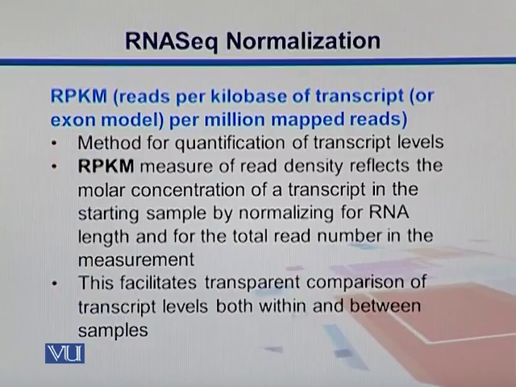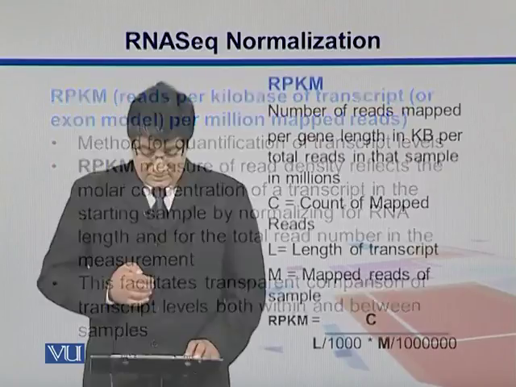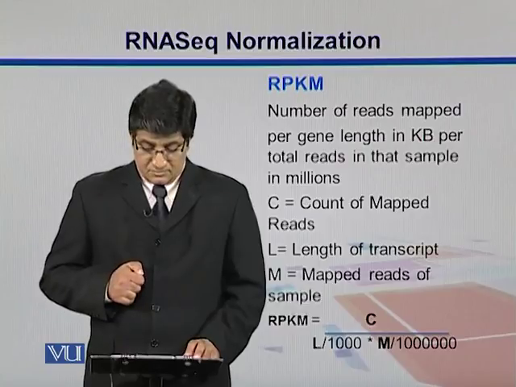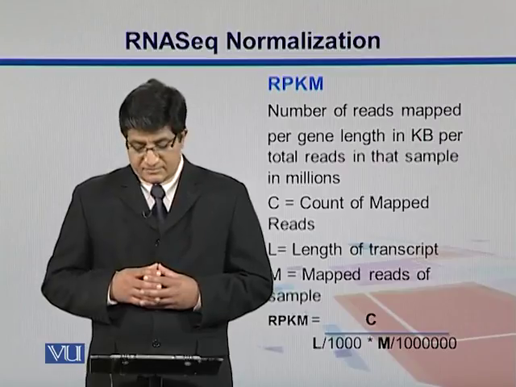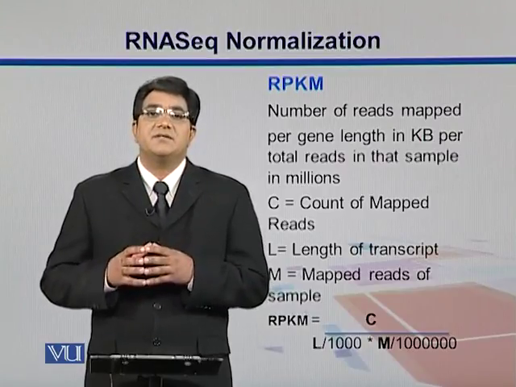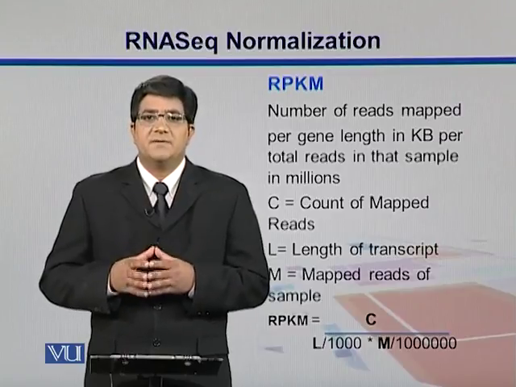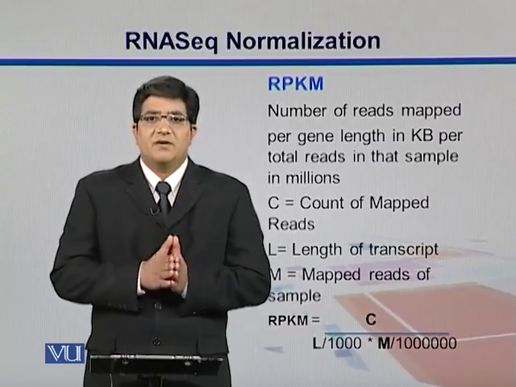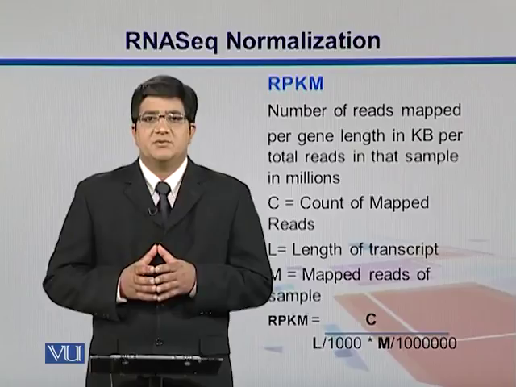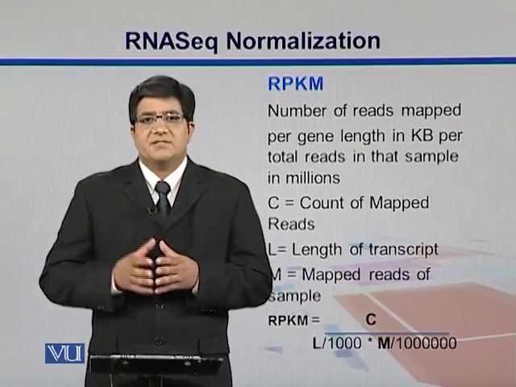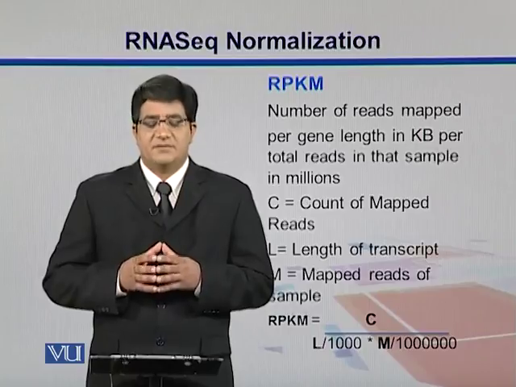Within sample means, for example, genes A and B within treatment 1, and when we talk about across samples, we have, for example, the comparison of the same gene across different treatments. So RPKM is represented by this formula: the number of reads mapped per gene length in kb, per total reads in that sample in millions. So we take the read numbers and convert them into millions. In this way, every number is per 1 million. We are fixing for the variation within the samples in the total number of reads assigned to each sample by the sequencer.